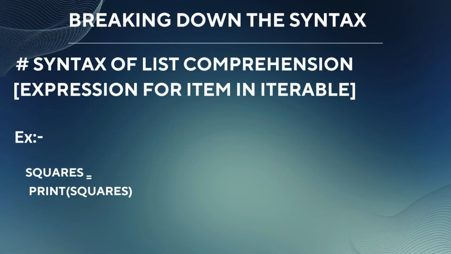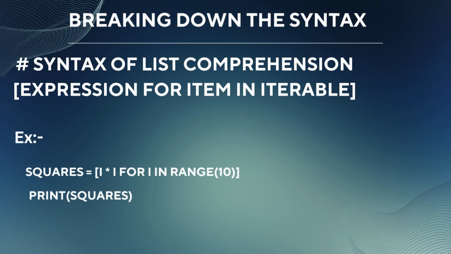Let's break it down. The general syntax of a list comprehension is: expression for item in iterable. In our case, i times i is the expression, and for i in range(10) is the loop that iterates through numbers from 0 to 9.